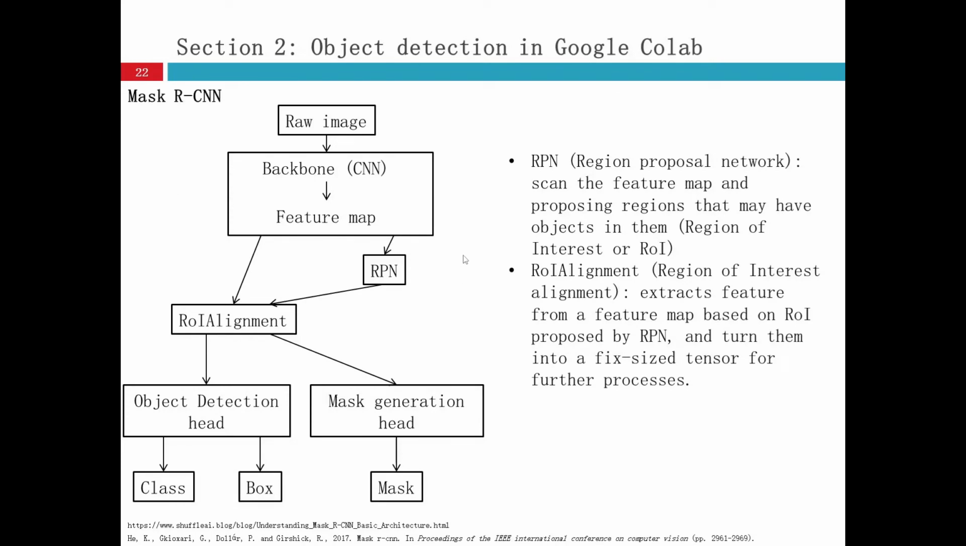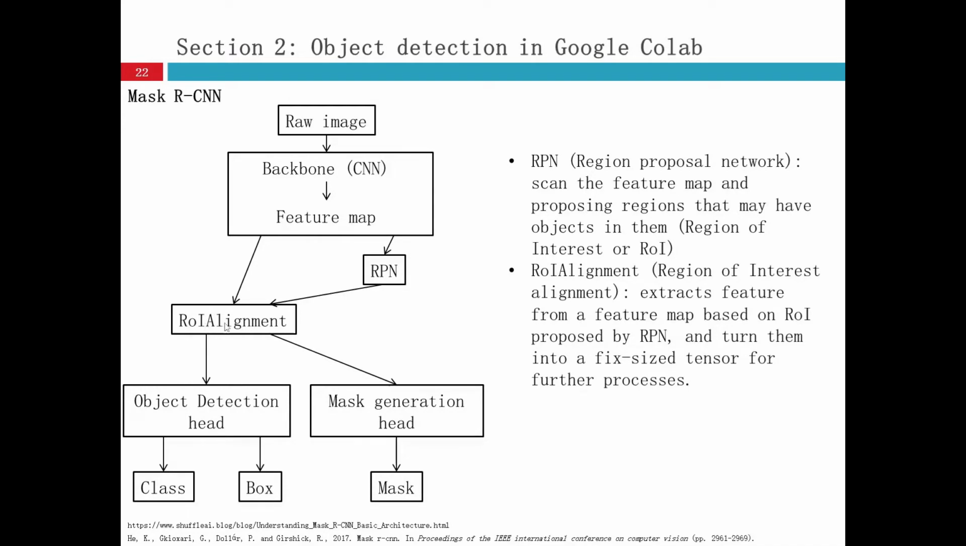Then we'll start to talk about one specific framework of object detection called Mask RCNN. This image shows the principles of Mask RCNN. The raw image is processed by the backbone. The backbone usually uses a CNN structure, and it generates a feature map. We have already talked about the feature map and the CNN structure in our Section 1. And then we have the RPN, region proposal network. It scans the feature map and proposes regions that may have objects in them. This is called a region of interest.